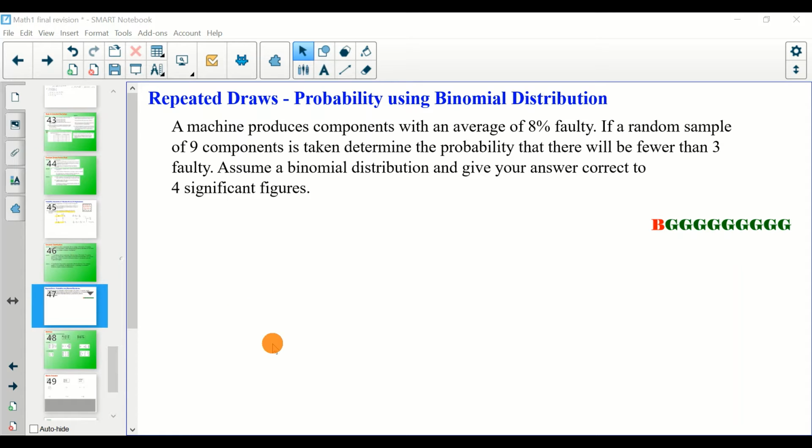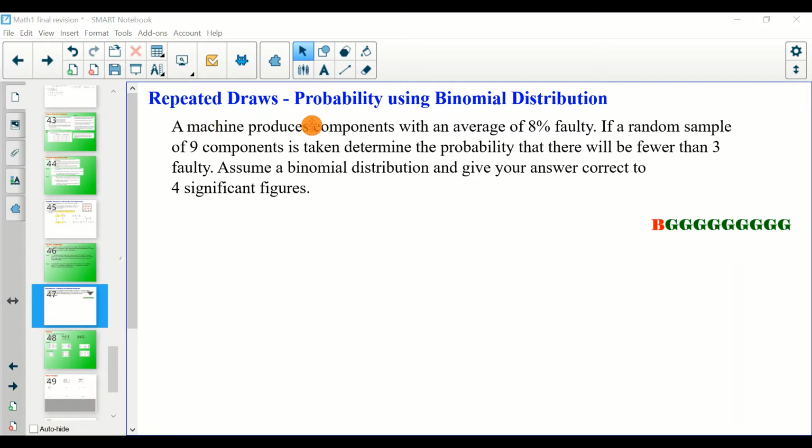This video shows an example of how to answer a probability question when assuming a binomial distribution for multiple draws. So I like to start the question by laying out my conditions first after reading the question.